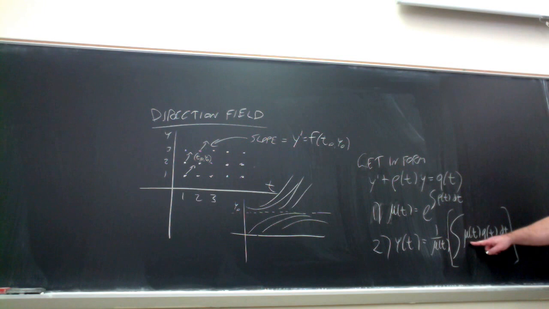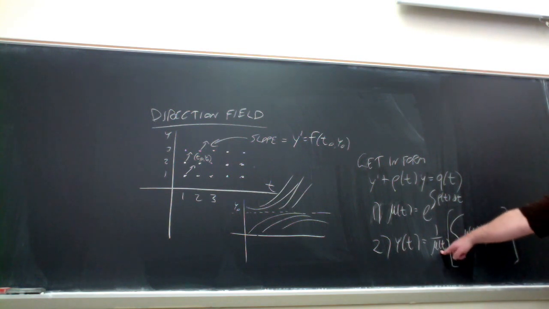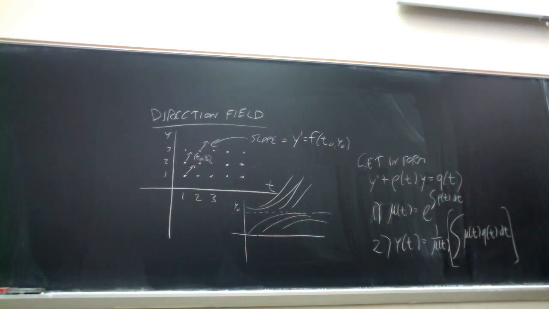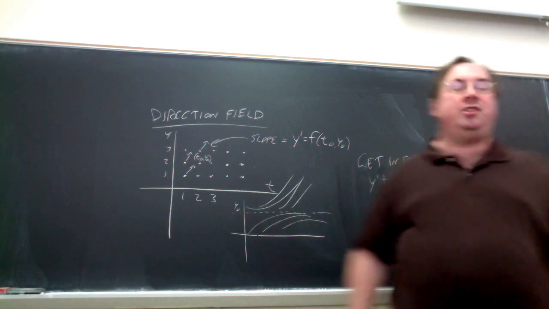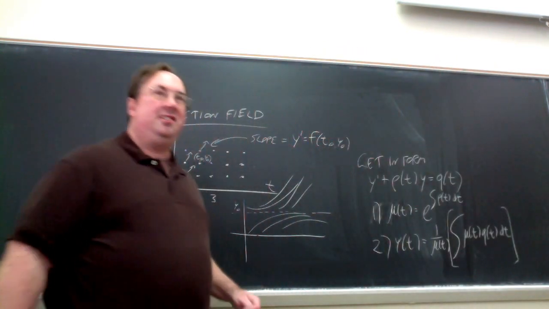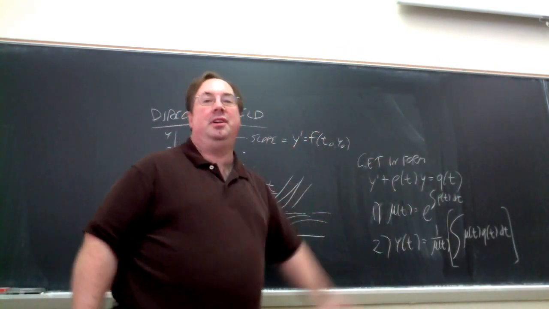Okay, so you evaluate this integral, and here I've written it as an indefinite integral. There's going to be a plus c. And remember, that 1 over mu of t on the outside is going to multiply the plus c. That's a common mistake, to forget about that. But as far as solving the equation, for everything in this section, that's what you do.